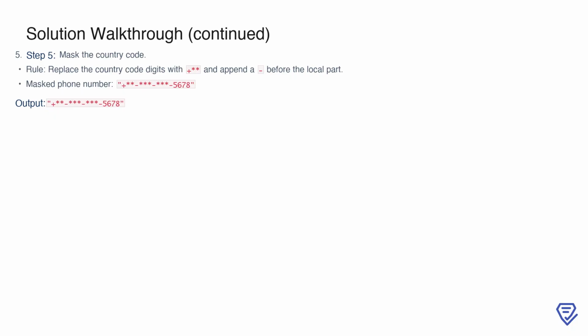The rule is to replace the country code digits with plus asterisk asterisk and then append a hyphen before the masked local part. For our input, the country code +86 is masked as +**, and when combined with the local part, the fully masked phone number becomes +********-5678. This is the final output for masking a phone number that includes a country code.